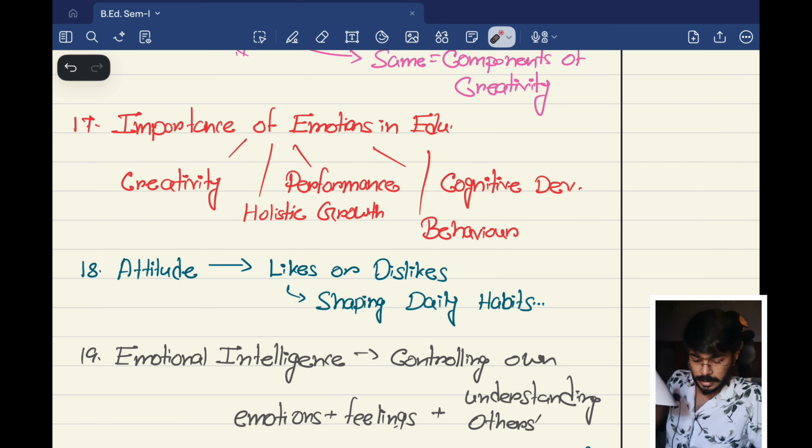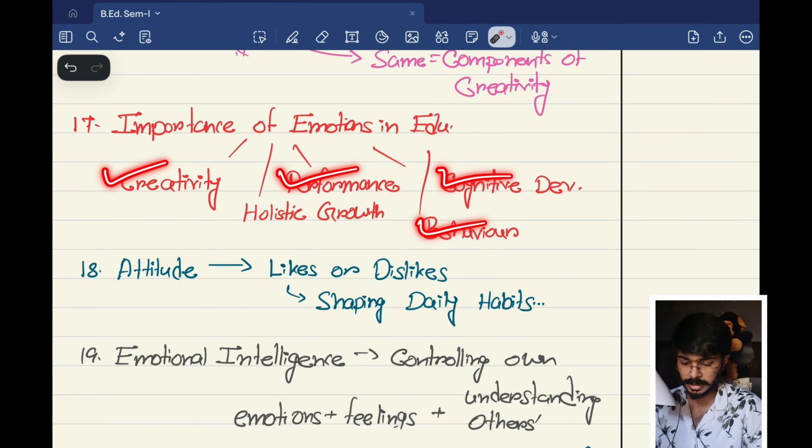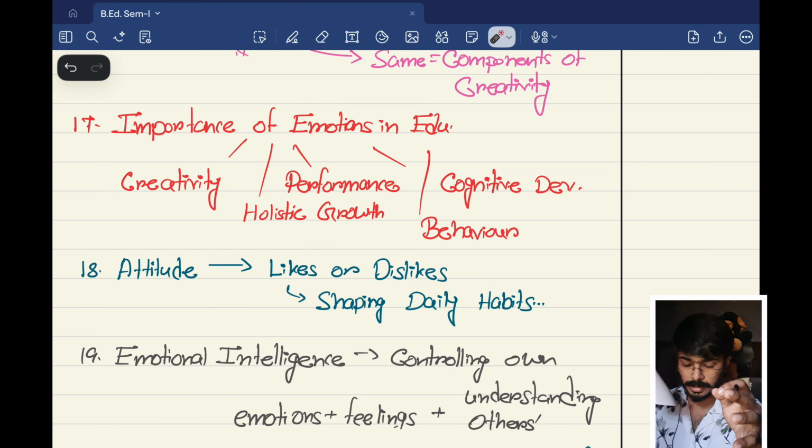So when you are not getting the proper value of your emotions, then you lack in motivation, you lack in creativity, ultimately you lack in interest about that study that you are doing, right? Let's see how it sounds when the content is very good. First of all, there will be an impact on creativity, on performance, on cognitive development, on behavior, and on holistic growth. Because creativity, performance, behavior, cognitive development, all these things will lead to what? Holistic growth. So when those things are missing, there will not be any holistic growth.